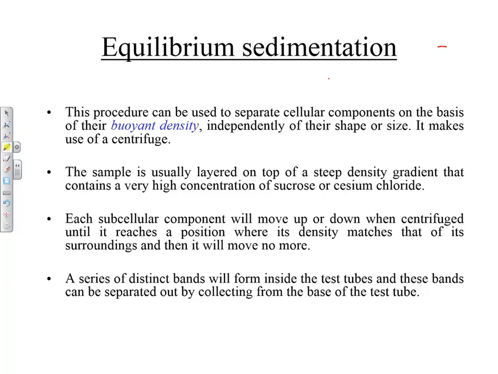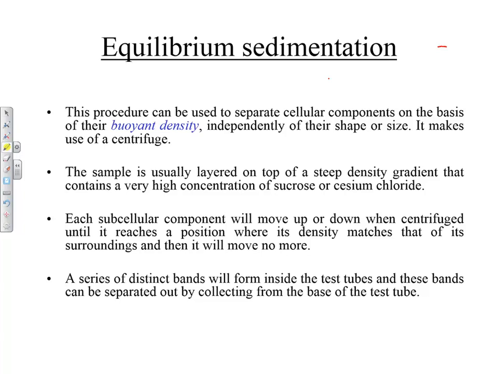Now you centrifuge this test tube, right? So things will keep on moving until they reach a place where the density of that molecule is the same as the density of the surrounding medium. Then it doesn't move anymore. So each subcellular component will move up or down when centrifuged until it reaches a position where its density matches that of its surrounding, and then it'll move no more. So a series of distinct bands will form inside the test tubes, and these bands can be separated out by collecting from the base of the test tube. Right? So you have separated out the components.